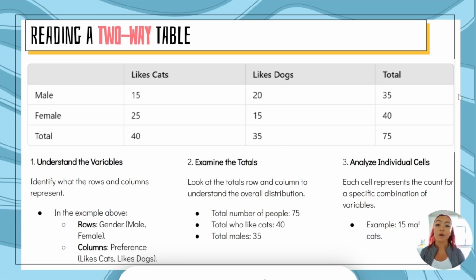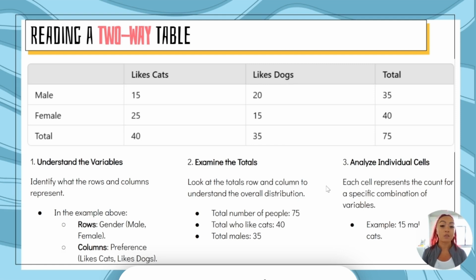So let's learn how to read a two-way table properly. First, you need to understand the variables. And you can do that by identifying what the rows and the columns represent. So in the example above, the rows, and remember, rows are horizontal, columns are vertical, the rows represent the gender, right? Male and female. The columns represent the preference, likes cats and likes dogs.